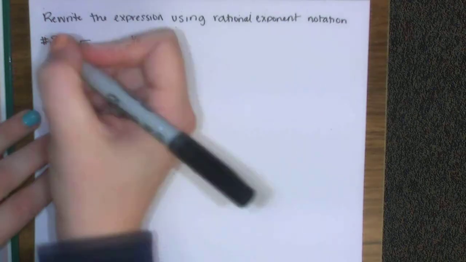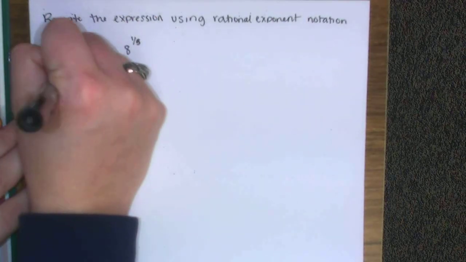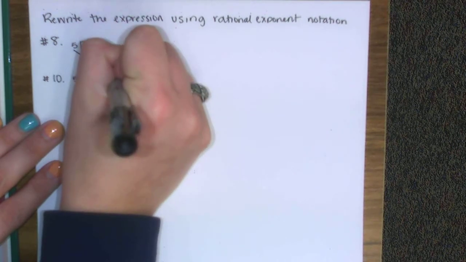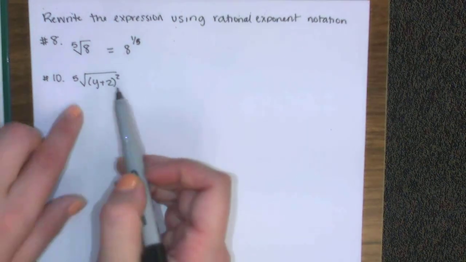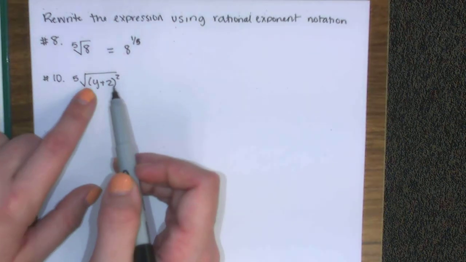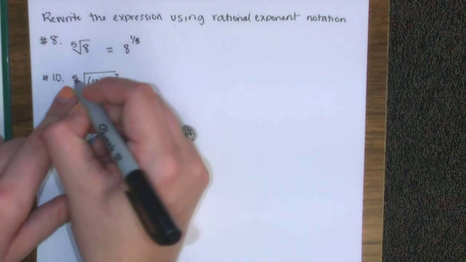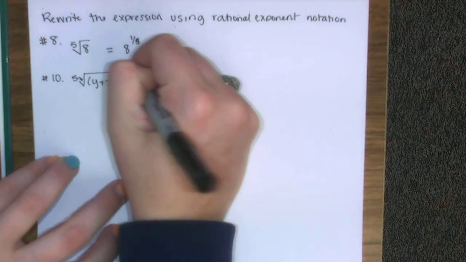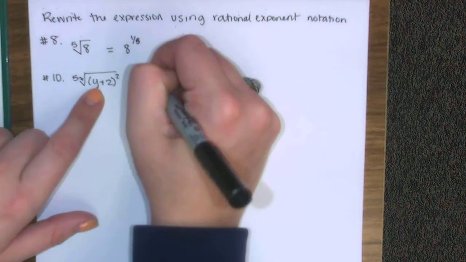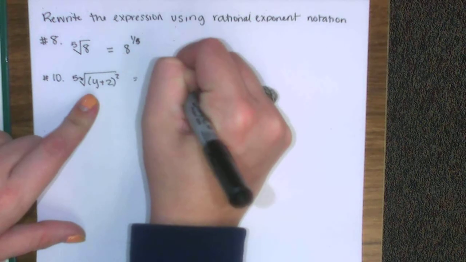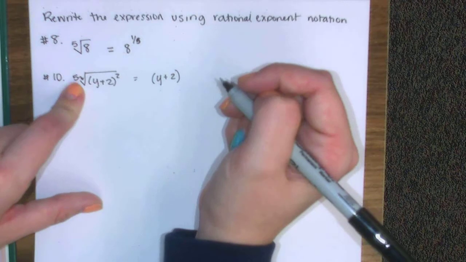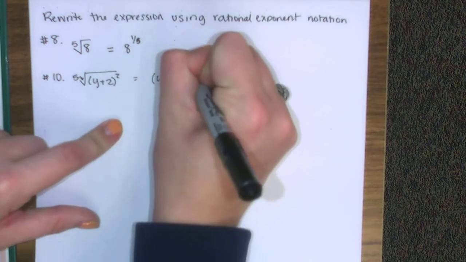Then number 10 is a little harder. Number 10 is the 5th root of y plus 2 squared. Notice everything inside here is being squared, and then we're taking the 5th root of it. I kind of wrote it out to the side a little too much. So we write all this and keep it in parentheses, y plus 2. Now remember, it's being squared, and then we're taking the 5th root, so our fraction is going to be 2 over 5, so we're raising that whole thing to 2 over 5.